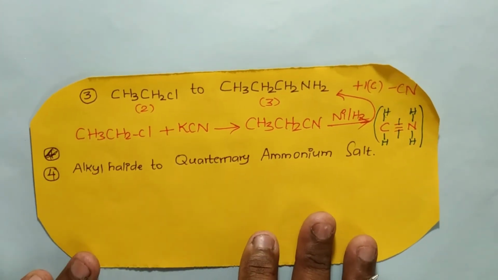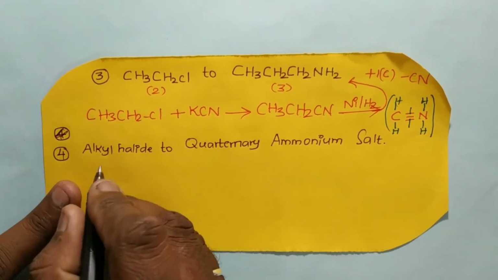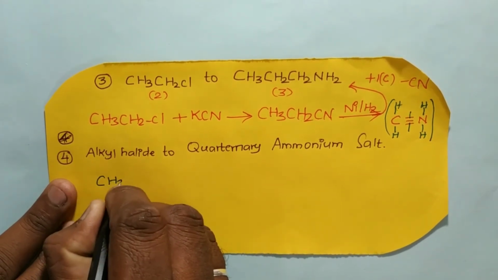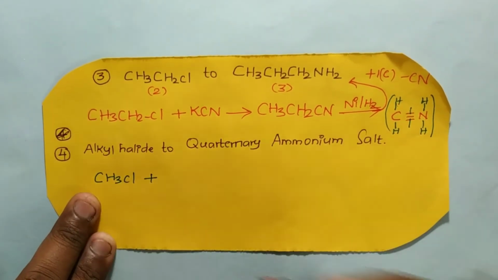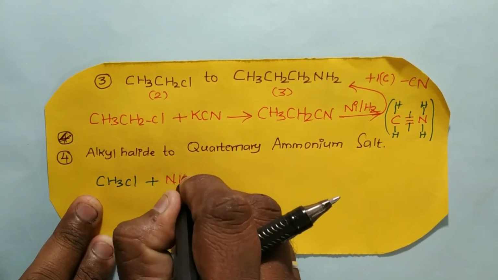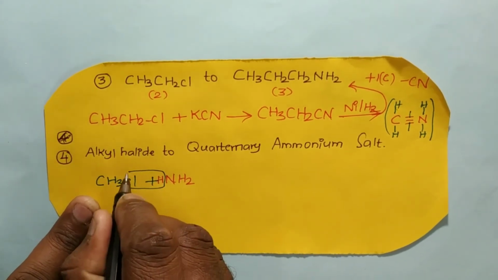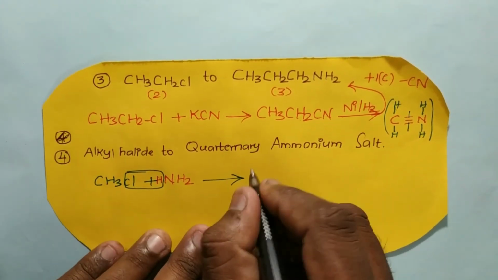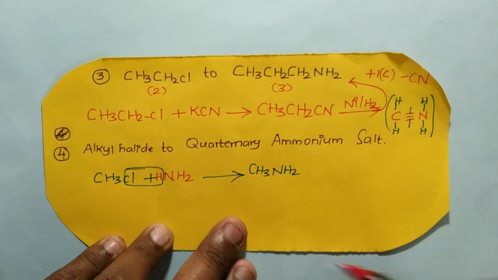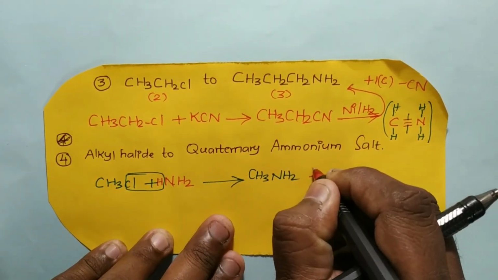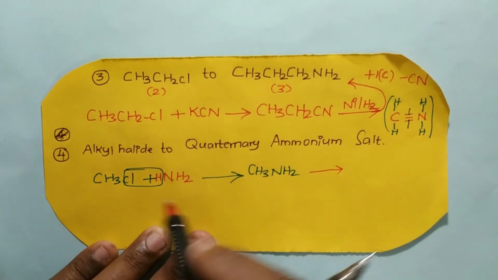And the next one is alkyl halide to quaternary ammonium salt. Suppose I take CH3Cl, which is an alkyl halide, and react it with ammonia, NH3. Written as H-NH2, if it is removed like this, I will get CH3NH2. And along with that, if I use excess alkyl halide, I will get CH3NH2 as the product.